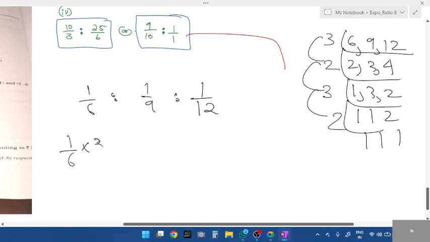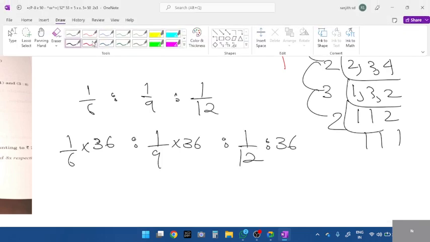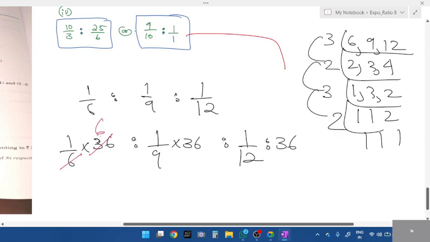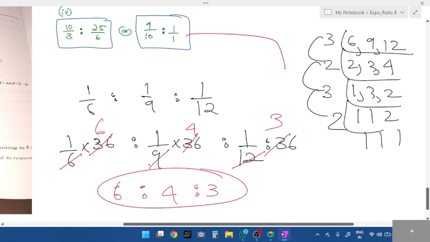So next, what is the next step after taking LCM? You have to multiply everything by 36. Is it clear? All of you understood? This is how we eliminate the denominator. What's the answer? 6, 9 ones are 9, 9 fours are 36, 12 ones are 12, 12 threes are 36. We get 6 is to 4 is to 3.